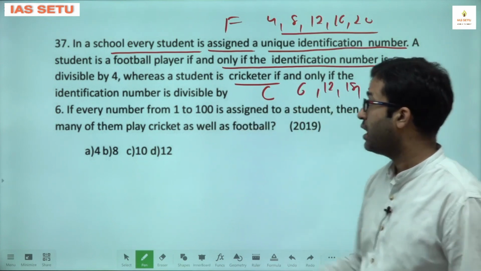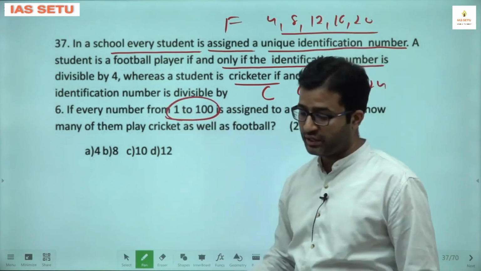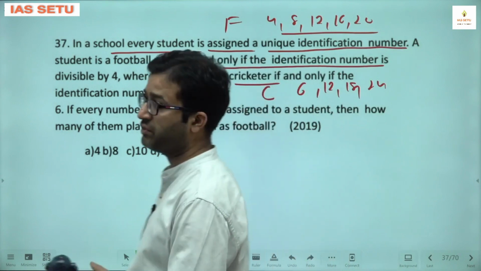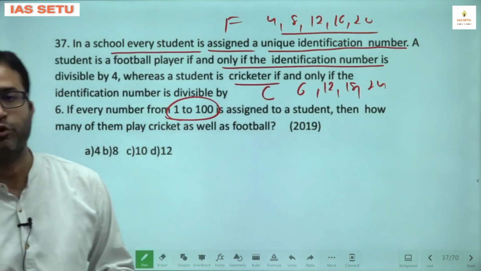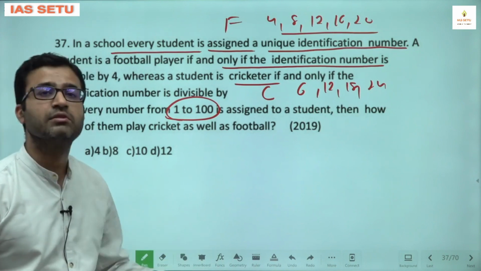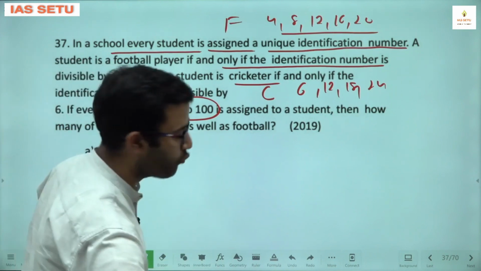Every number from 1 to 100 is assigned to a student. Then how many of them play cricket as well as football? Means divisible by 4 as well as 6. Means LCM. Divisible by 4 and 6 means divisible by 12. LCM of 4 and 6 is 12.